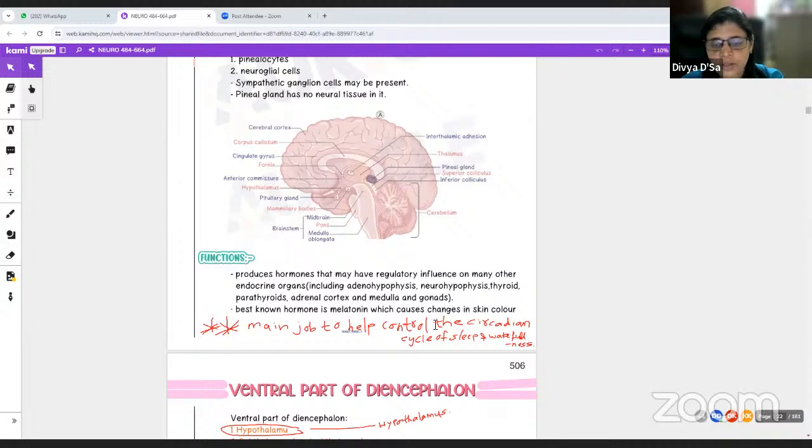Melatonin here is not for skin color. The hormone melatonin basically helps to control the circadian rhythm of sleep and wakefulness. So basically it is a hormone. Melatonin is basically responsible for getting good sleep.